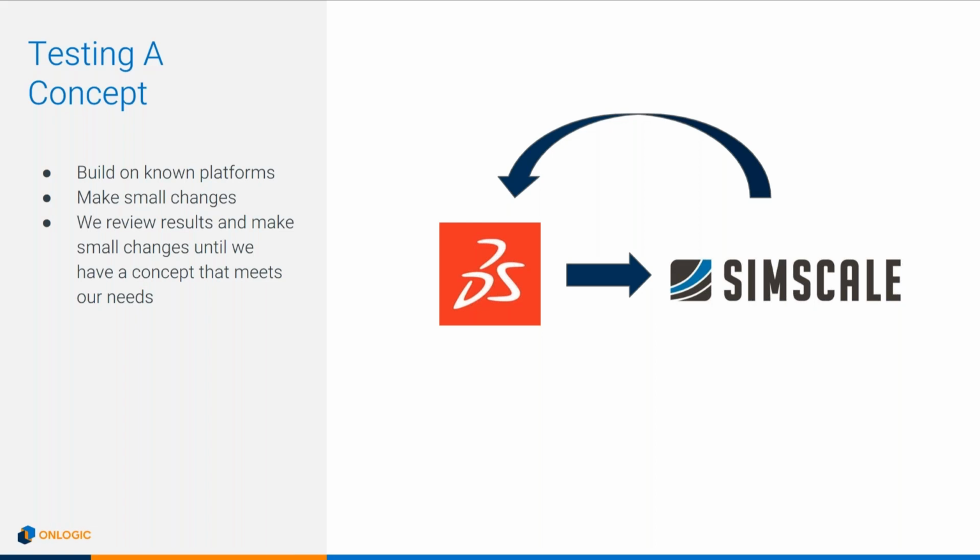We use our CAD software of choice to develop models based on existing platforms that we know have worked in the past. Based on the new product requirements, we then make small changes to the design that we think are going to cause us to differentiate ourselves, and then put that model into SimScale where we test to see the results, and then from there make more changes.